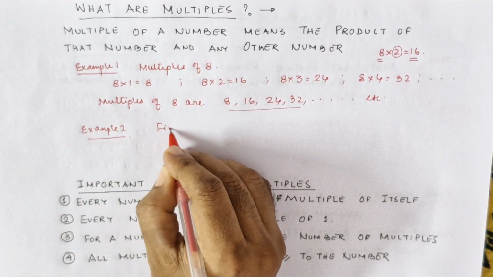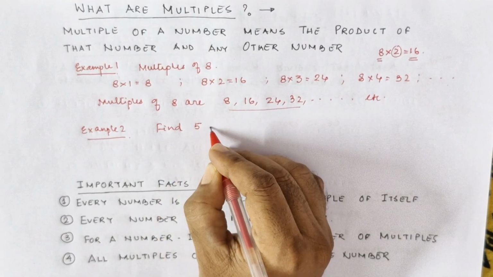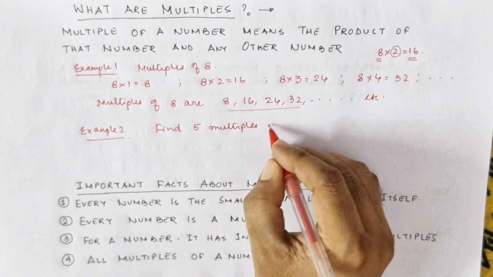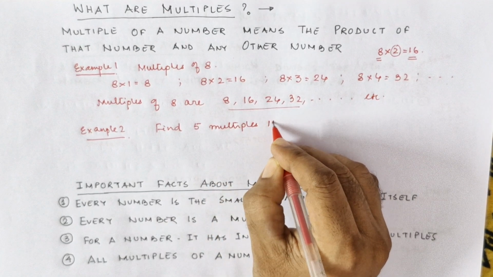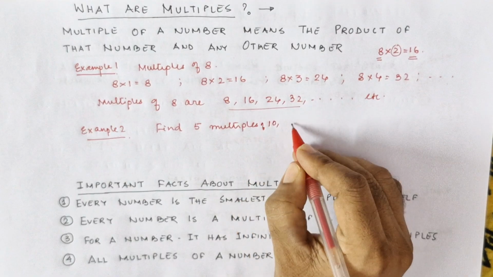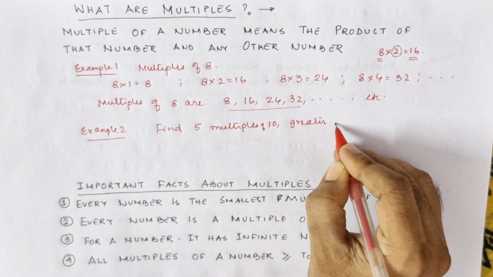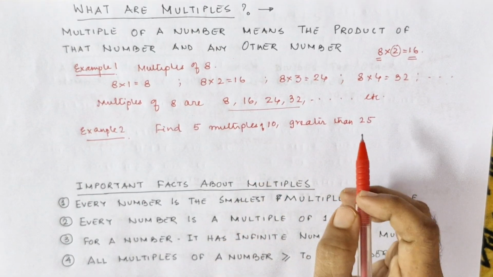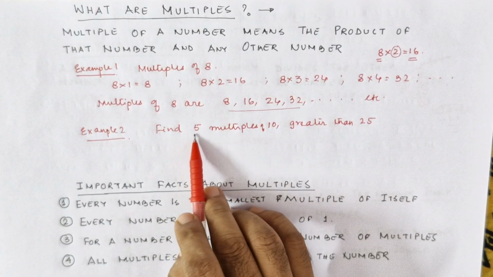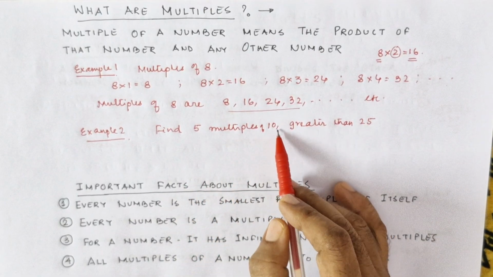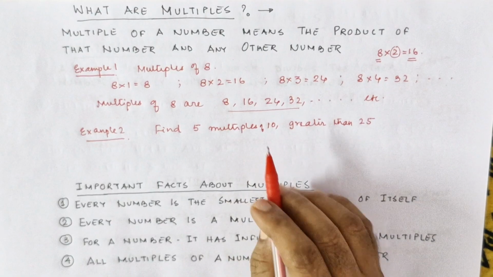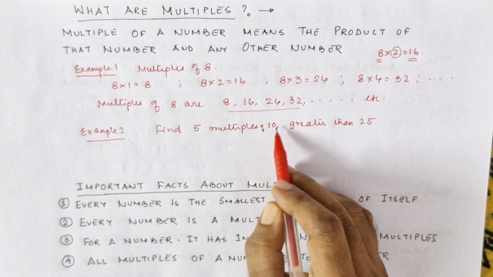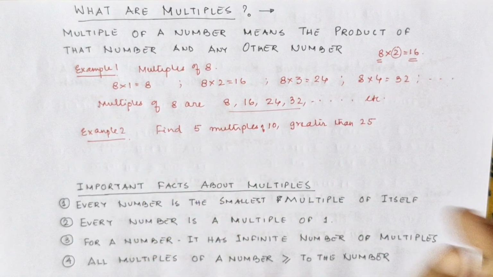Example 2: find 5 multiples of 10 greater than 25. So I was asked to find the 5 multiples of 10 which are supposed to be greater than 25. Now as I said, it is nothing but the table of 10. Let's say I've been given the number 10, so multiples of 10 means the table of 10.